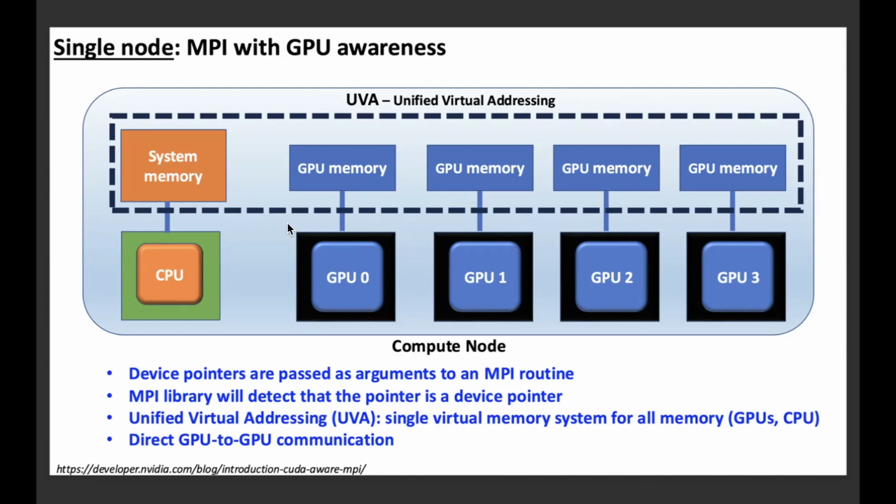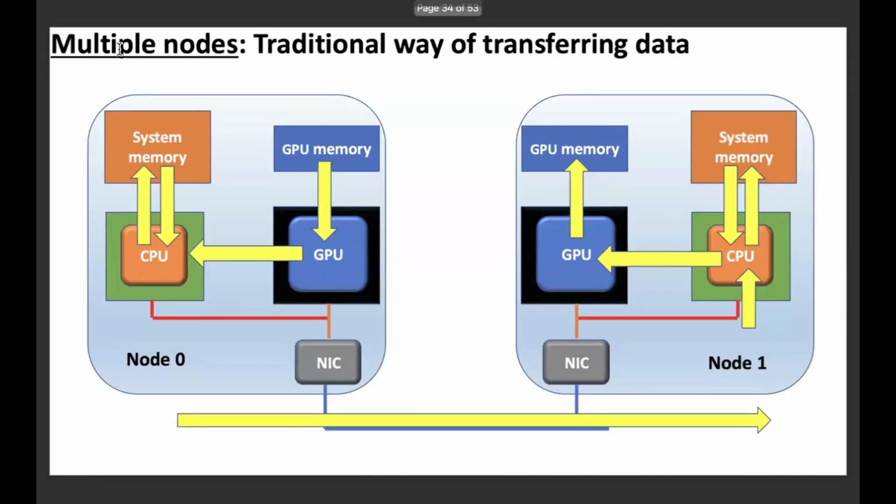And because of these features, you can make two GPUs talk to each other. So this is the picture on a single node. On multiple nodes, the same concept holds. Before we talk about it, I want to show you first how it works on multiple nodes in a traditional way.